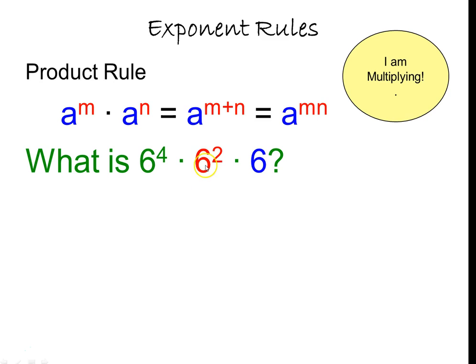We are multiplying the same base. And the shortcut to multiplying the same base is to add the exponents. So if we add up the exponents, we get 7.